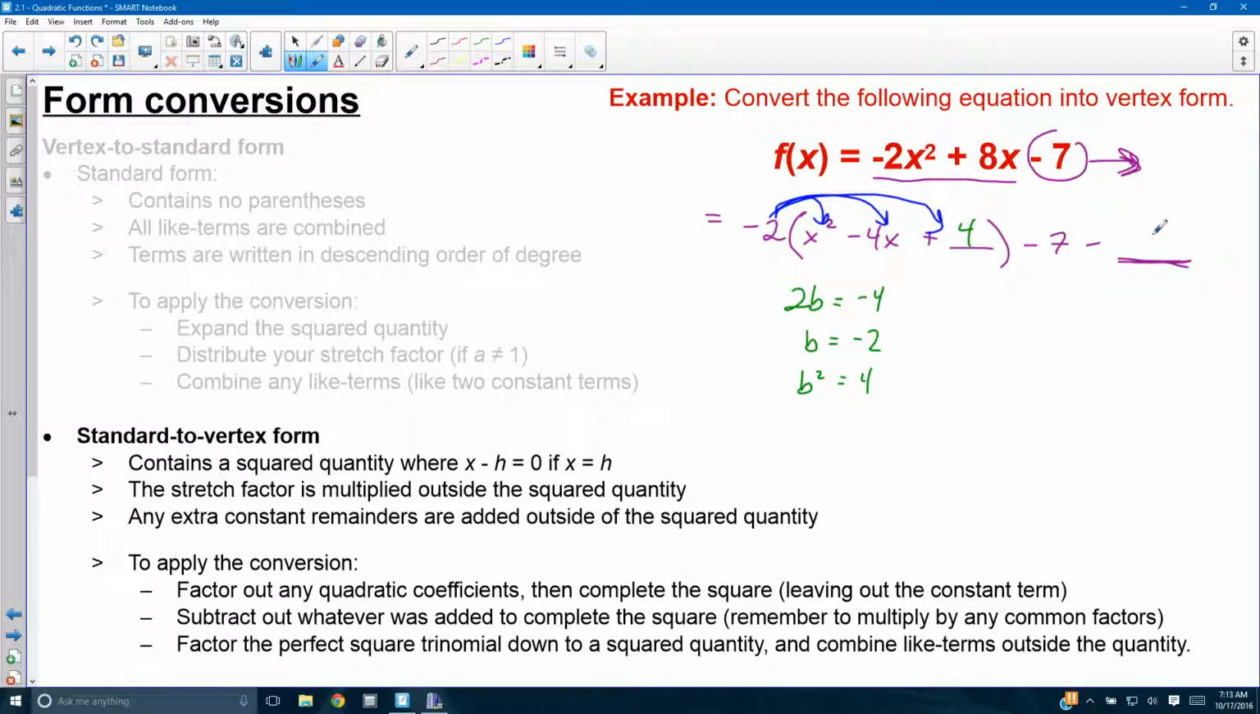But I'm not going to subtract a 4 here. This number is not 4. This won't balance my equation. What did I add here? I didn't add 4. I added -8. -2 times 4 is -8. So here I have to subtract -8.